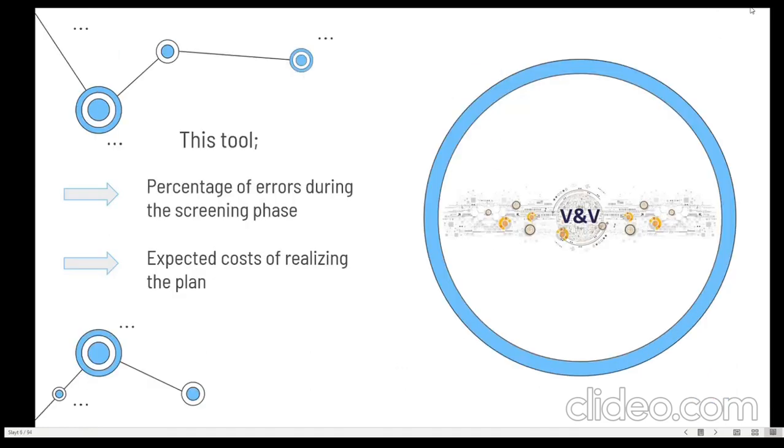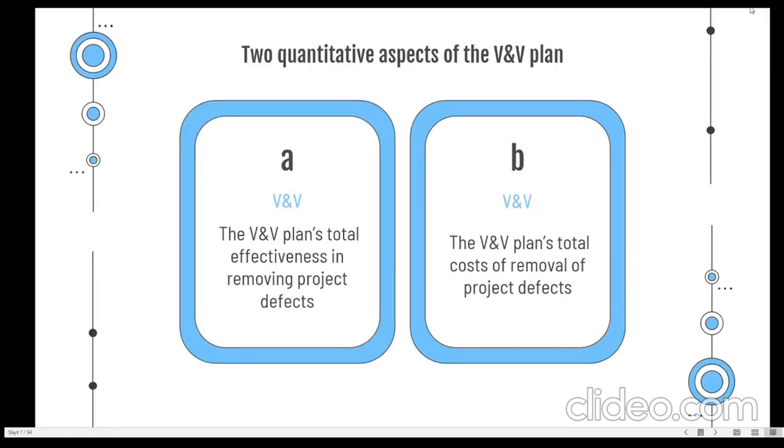Such a tool enables comparing alternative programs when implementing a particular validation and verification plan by providing a percentage of error during the screening phase and affected cost of realizing the plan. This estimation method can also be useful for the software quality assurance function when evaluating project plans.